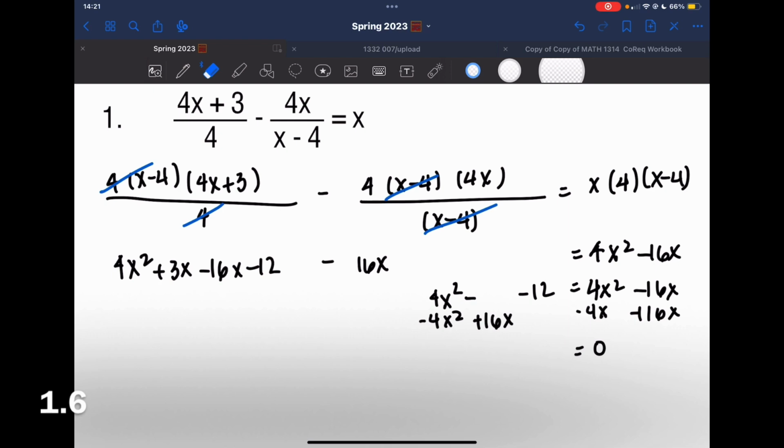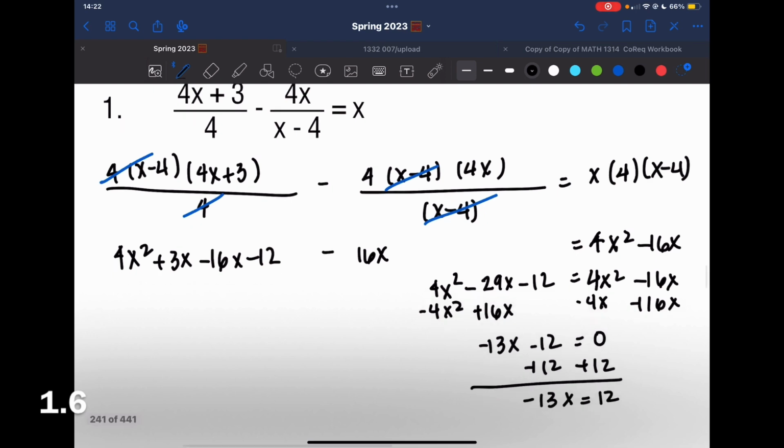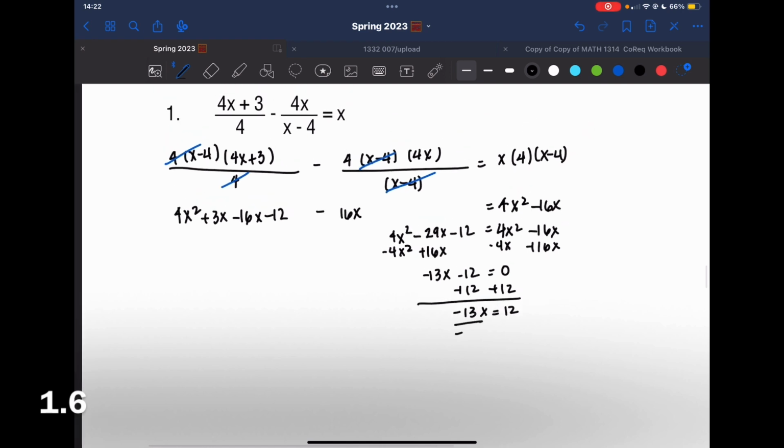Let's work that out. And then if I do this, I'm going to get negative 13x minus 12 equals 0. And then we're going to solve for x. We're adding 12 to both sides. Negative 13x equals 12. Divide both sides by negative 13.